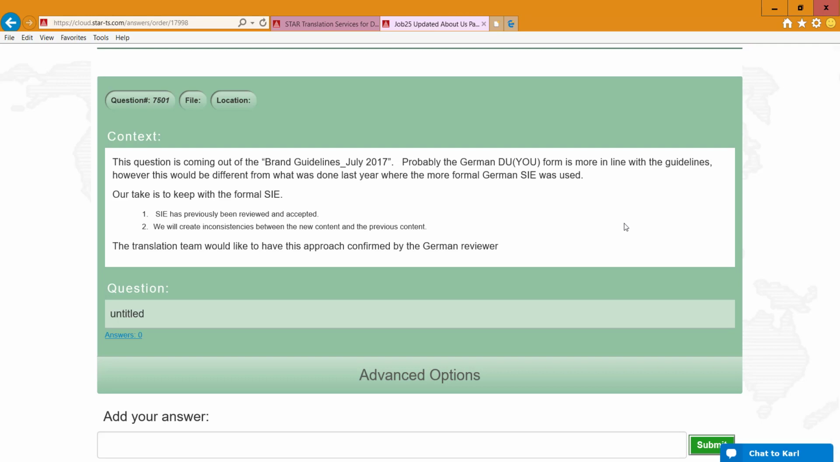Next, we have a question here about the brand guidelines. This question is coming out of the brand guidelines, July 2007. Probably the German DU form is more in line with the guidelines. However, this would be different from what was done last year, where the more formal SIE was used. So our take is to keep the formal one. The translation team would like to have this approved by the German reviewer. So we'll answer this.